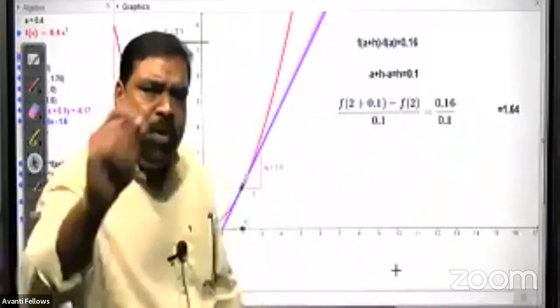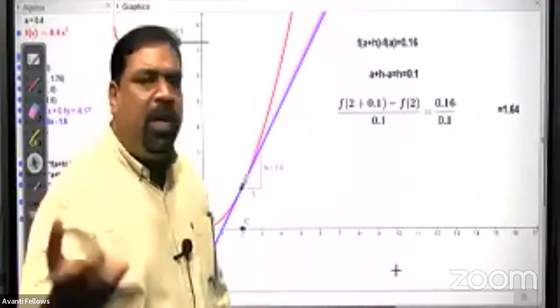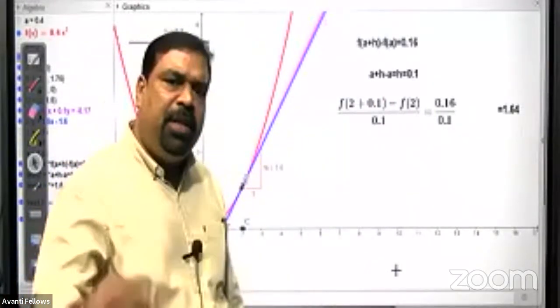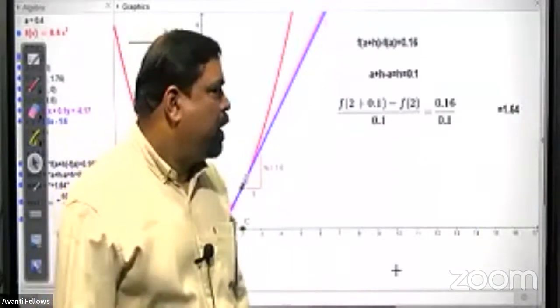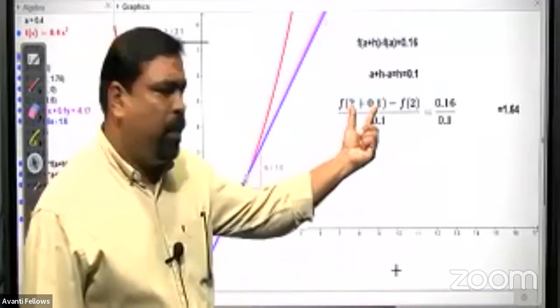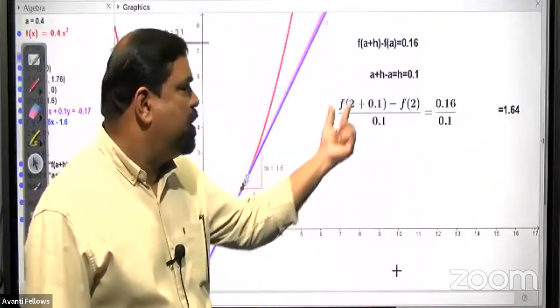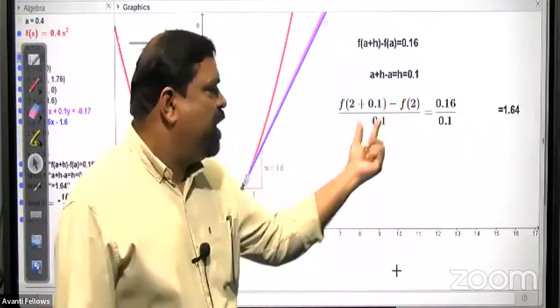When h is approaching 0, that line becomes a tangent. So the derivative becomes the slope of the tangent at that particular point. Now you see here in this graph, on the screen, h is 0.1. 2 plus 0.1 means h is 0.1. So it is f of 2 plus h minus f of 2 divided by h.